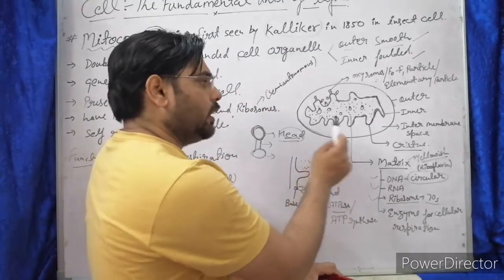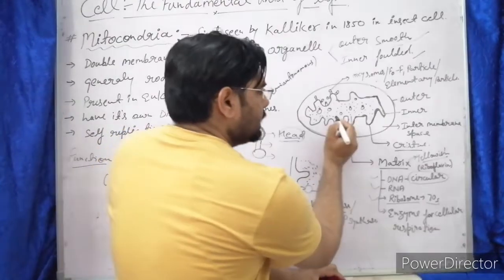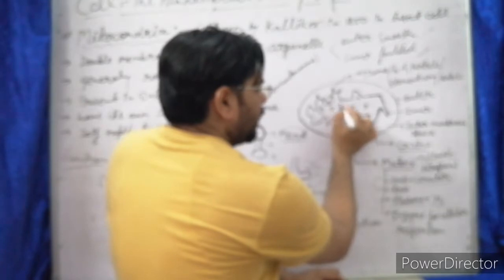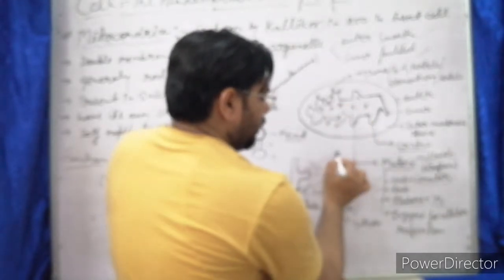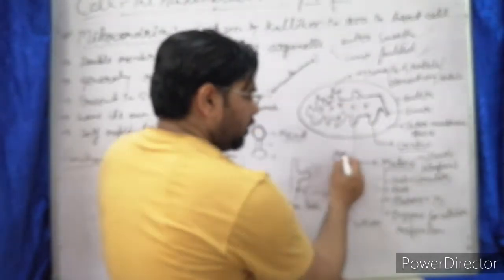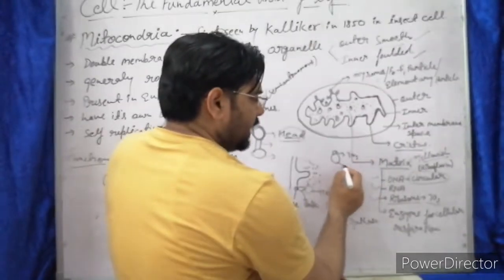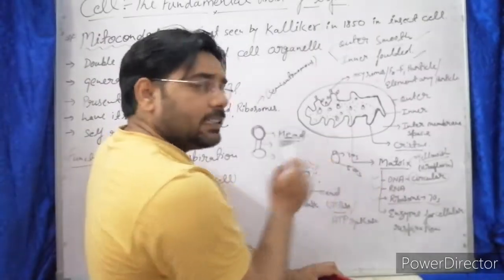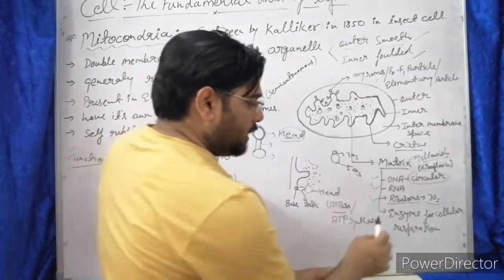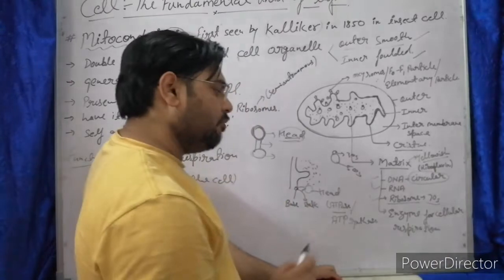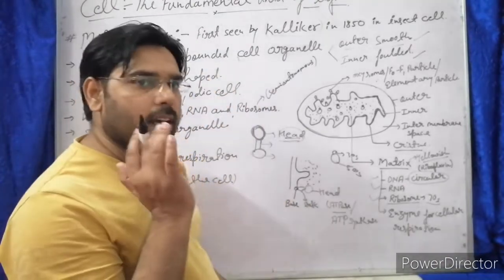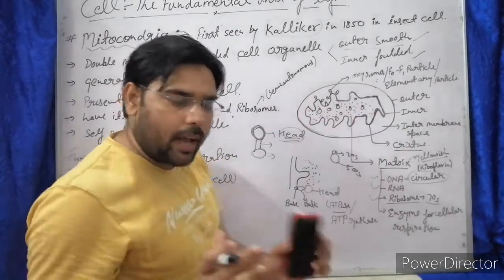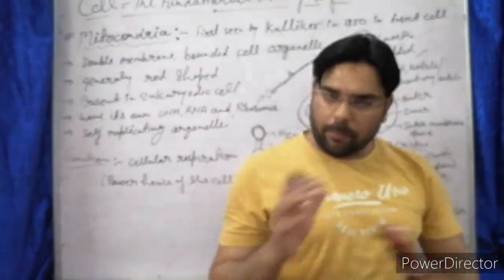Mitochondria has 70S ribosomes. This is a ribosome, with one small subunit and another large subunit. The 70S ribosome has two subunits: one of 30S and the second of 50S. So the 70S ribosome is present in the matrix, and it also has enzymes which are essential for cellular respiration. So students, this is the diagram of mitochondria. At the end of this session we will make the diagram.